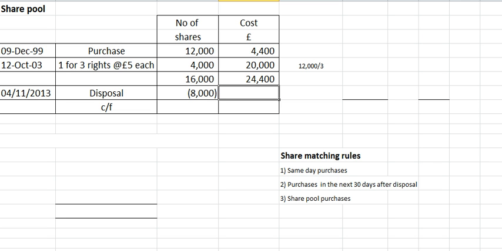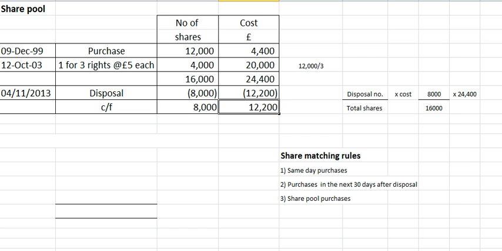This one's straightforward because it's just half, but the formula I normally use is this one. The disposal number of shares divided by the total number of shares times the cost. So 8,000 divided by 16 times by 24,400, you get 12,200. Okay, as I said, you can halve it, but you don't always get questions that give you a half. And then you've got to do the carry forward balance, so just deduct that from the shares column, and deduct that from the cost column.